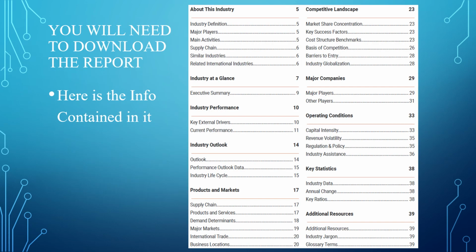You need to download the report, and here's what information is contained in that report. You can see that there's a definition of the industry, industry at a glance, industry performance, industry outlook, products and markets, the competitive landscape, who the major players are, operating conditions, key statistics, and additional resources. A lot of information here, and this report is around 40 or 50 pages long. So it will provide a lot of the information that you'll need to do an industry analysis for marketing. This is an industry analysis that is more general than simply a marketing industry analysis.